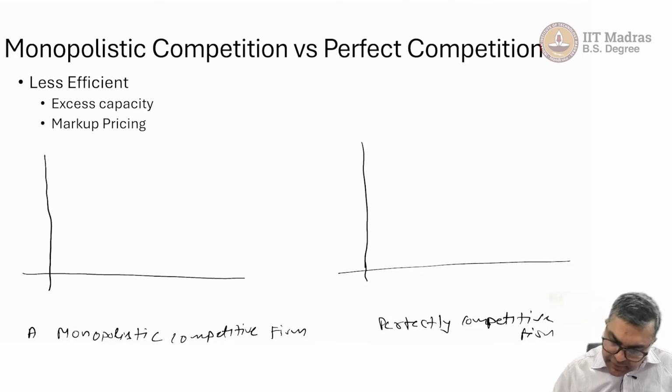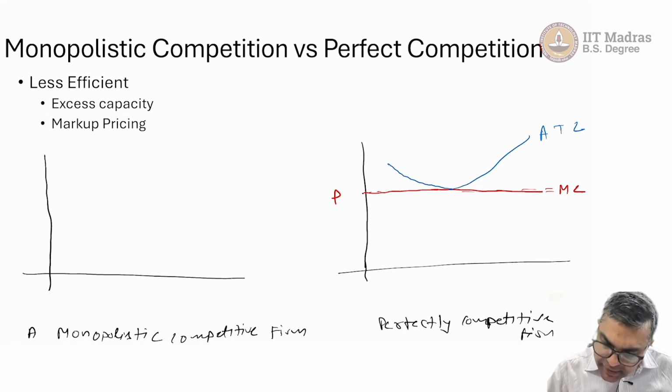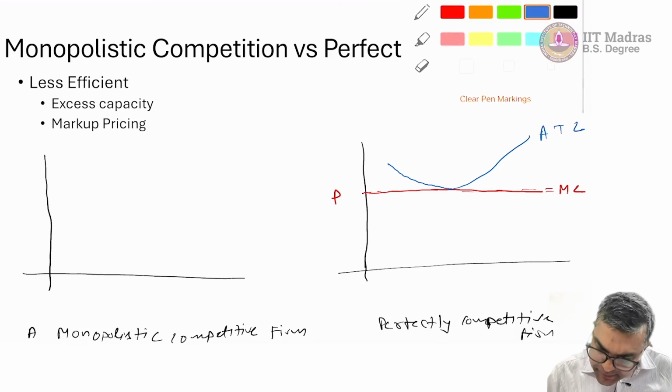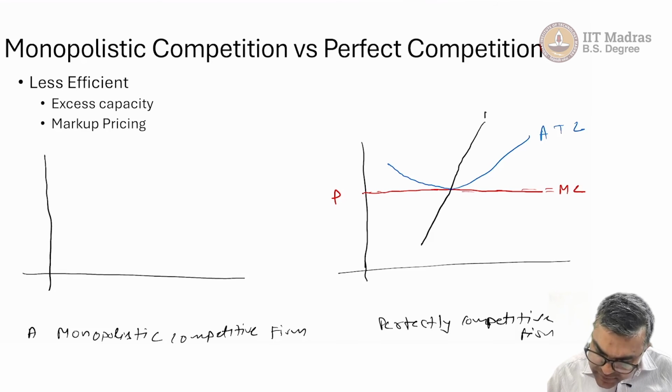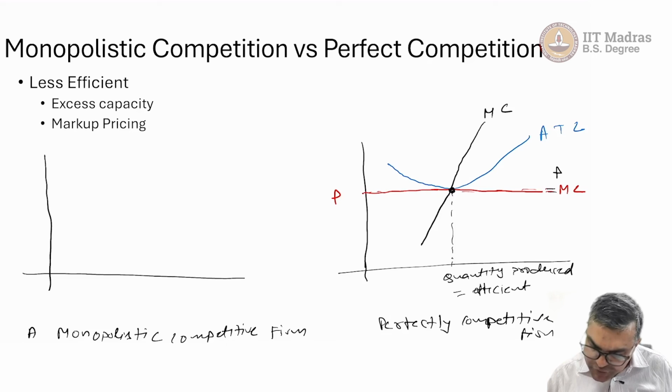So, here it is very simple that you know that P is equal to MC, and then we have the ATC curve that we can draw. The ATC curve is going to be like this, ATC, and the marginal cost curve is going to be like this. This is the marginal cost curve, and this is the point where the P is equal to MC. So, we can say this is the quantity produced, and this is also the efficient scale for the society. You know, this is where the cost is lowest, efficient scale.